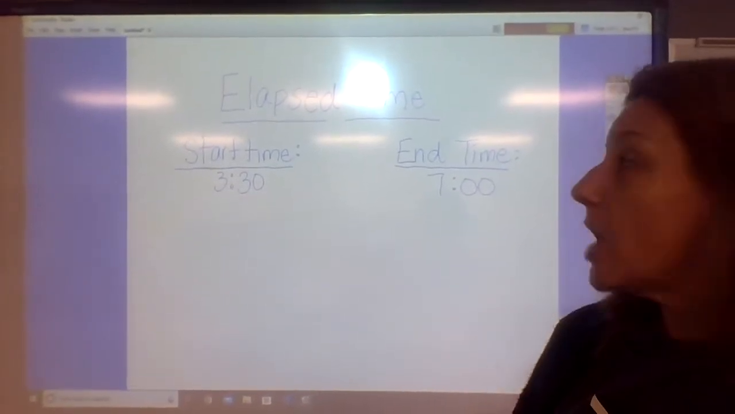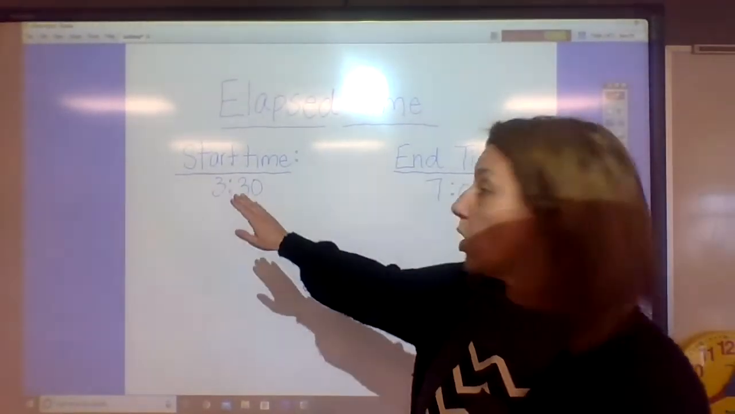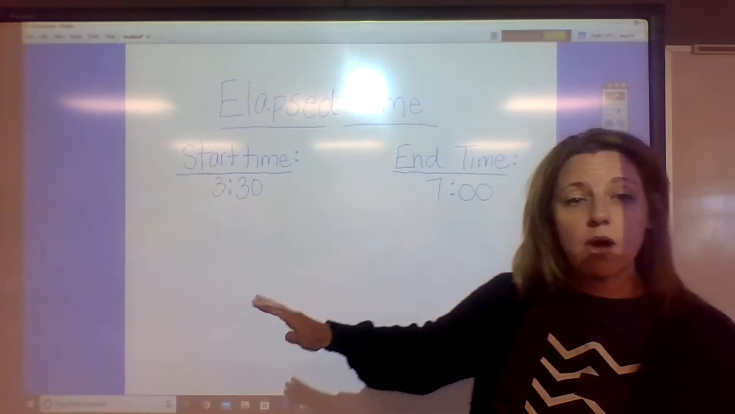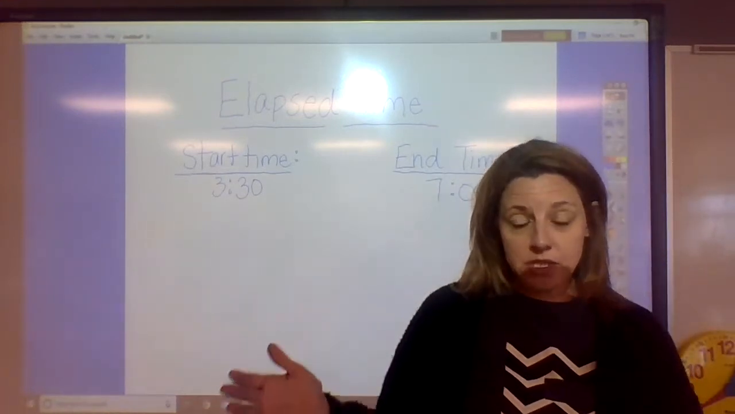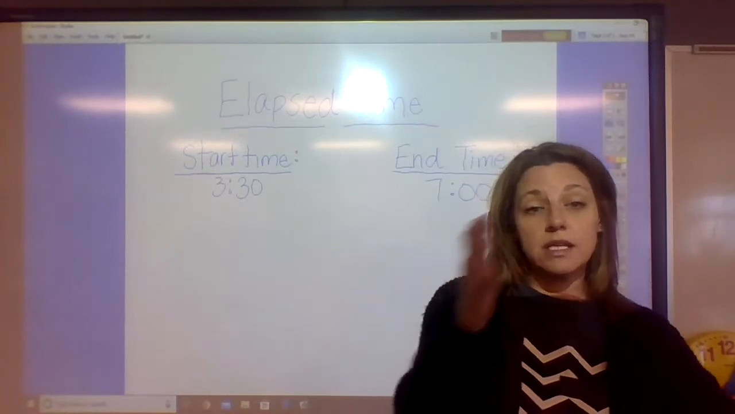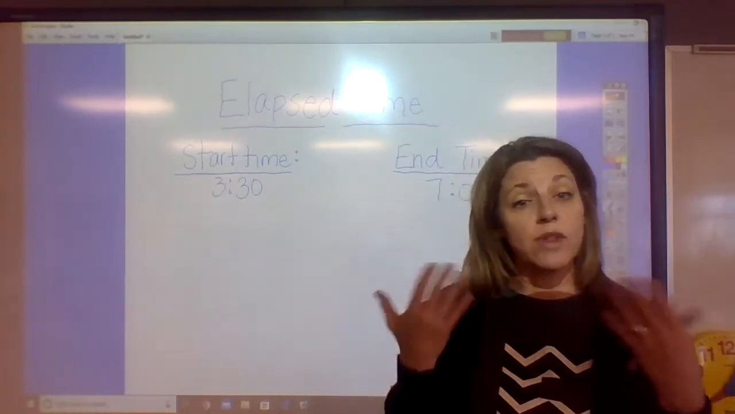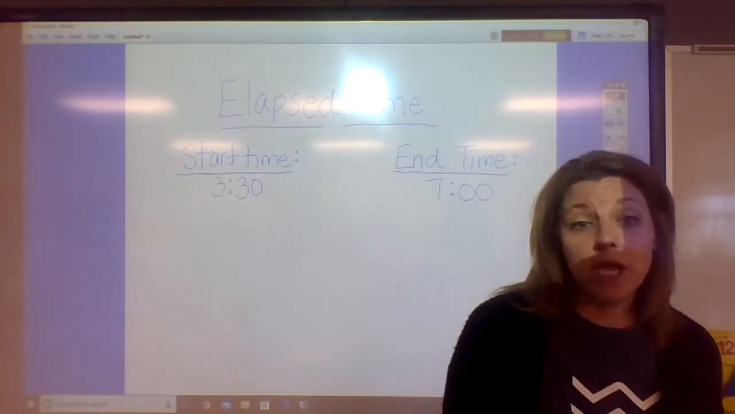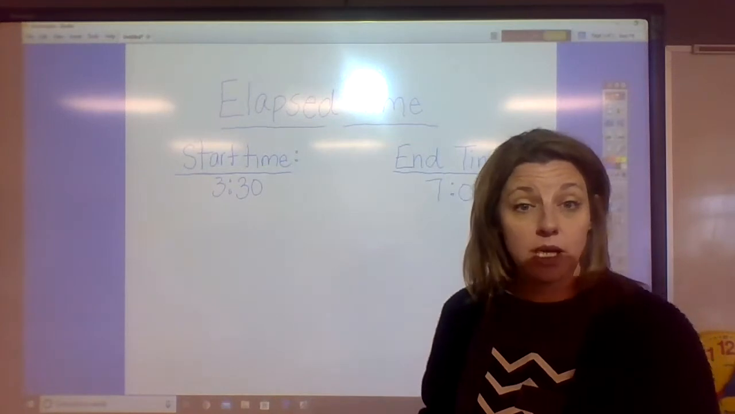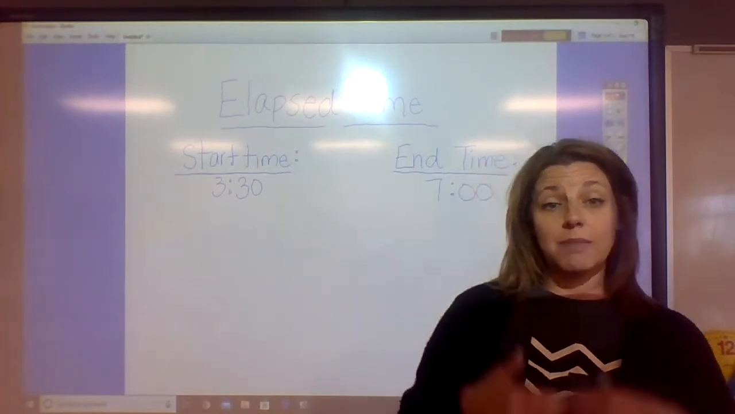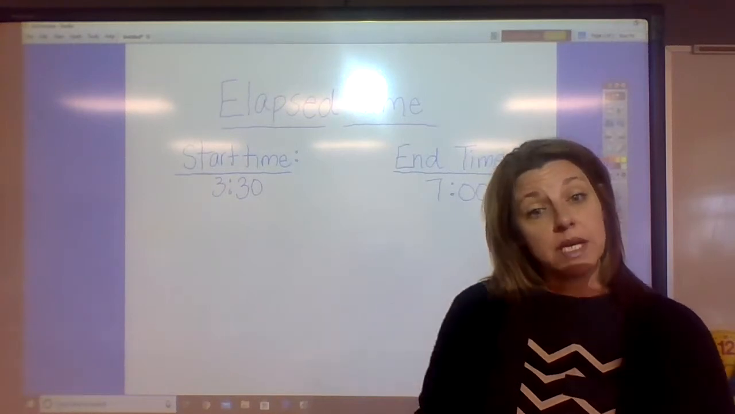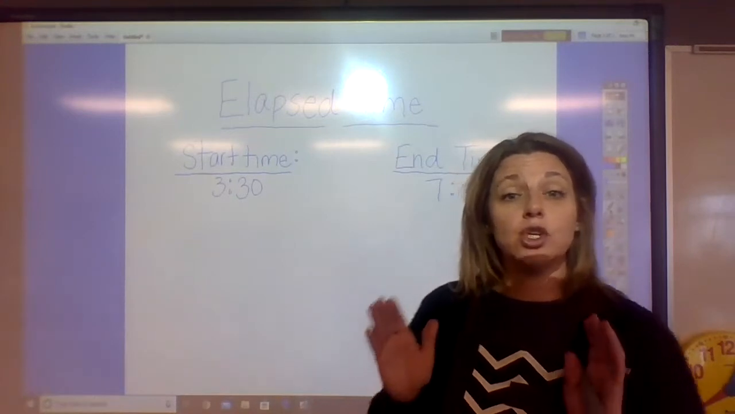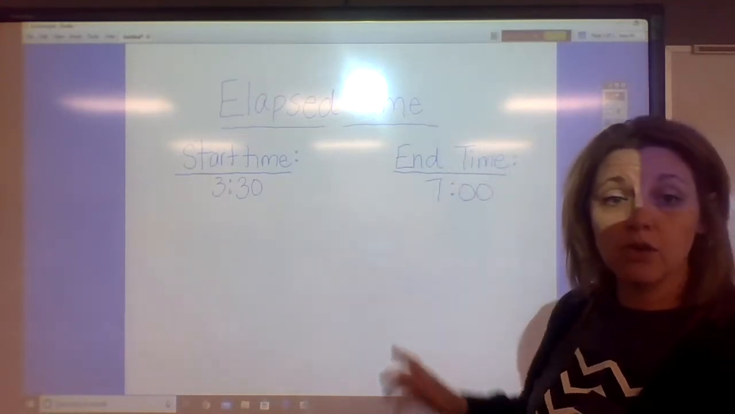Elapsed time means that you have a start time and you have an end time, and you want to figure out how much time elapsed, or the time in between the time that it started to where it ended. So that's where that word elapsed comes from. If you wanted to say, I started my baseball game at 7 and I ended my baseball game at 9:30, how much time elapsed? Okay, that's what that means. How much time did it take from when you started to where you ended? And that means you know your start time and your end time, and you need to figure out how much time elapsed.